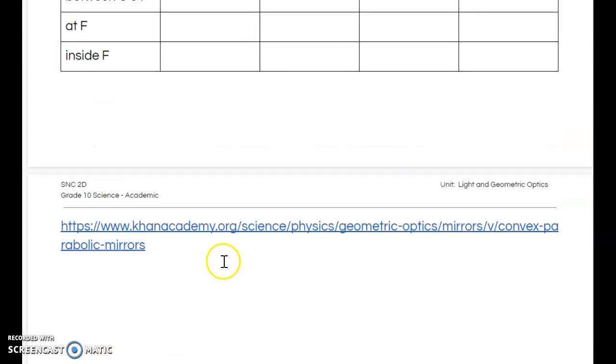A good resource to go back to is to read pages 496 to 499, or so for 500, and take a look at that, and that might help you out a little bit more as well.